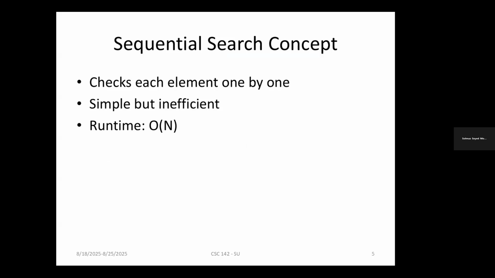First, we are going to look into sequential search. Sequential search checks each element in the array one by one. That's a very simple way to search an array because we only need one loop over the elements of the array, but it's not efficient because the runtime is O(n).